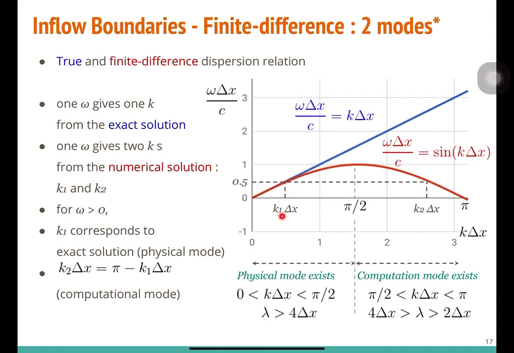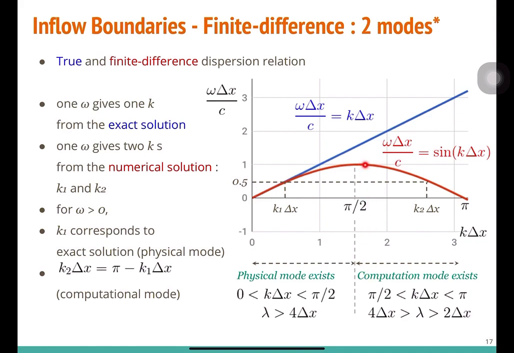One is hitting here, and then the other one is hitting here. So what we want to say is that we want to stay in this region between 0 and pi over 2, because you can see that the group velocity is still positive comparing to the true dispersion relation. We want to stay in this zone. This zone is called the physical mode because they make sense. They're in the same direction as the true dispersion.